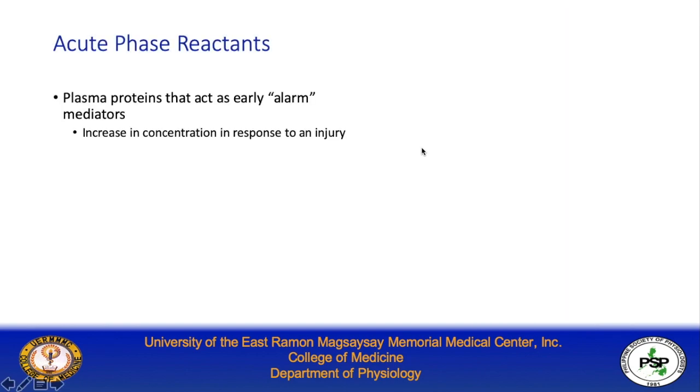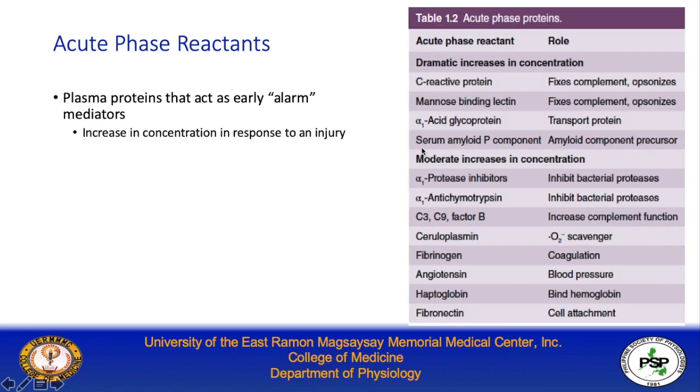We also have the acute phase reactants. These are plasma proteins that act as early alarm mediators. Usually these would increase in concentration in response to an injury. So these are examples of the acute phase reactants.